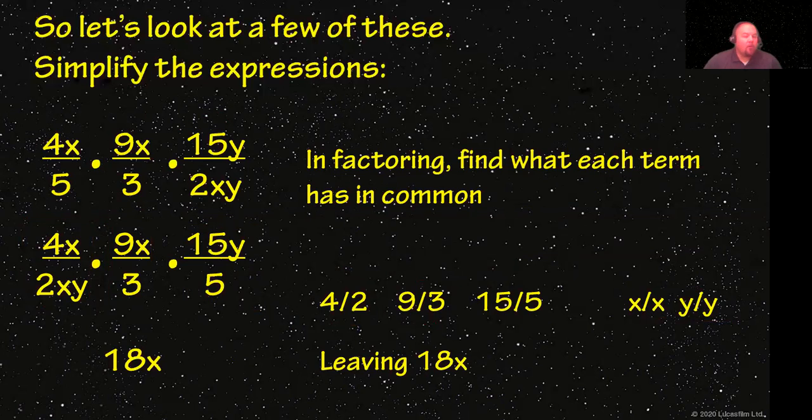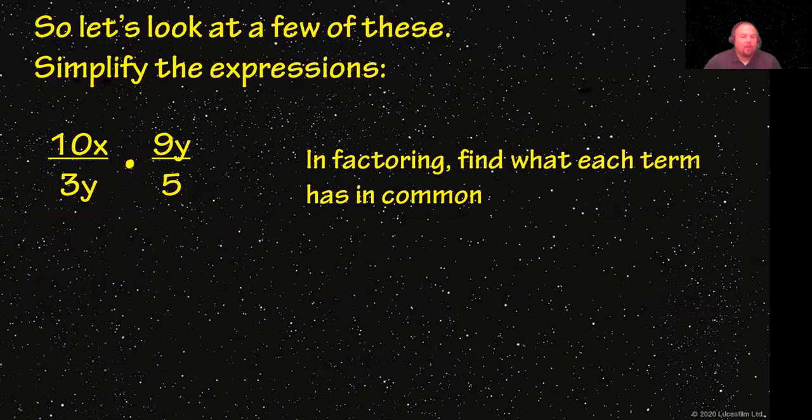All right, let's do one more here, and then I'll give you a chance to do a couple more to practice a little bit. So we have 10x over 3y times 9y over 5. Again, we're looking to see what they have in common. What can we match up? Hopefully, if you're on YouTube, you can hit pause and take your time to look at it. If you're here with us live, take a couple seconds to look and see what they have in common.